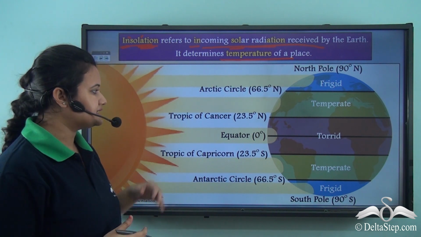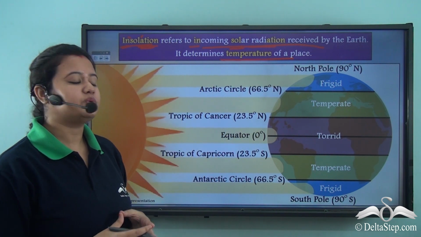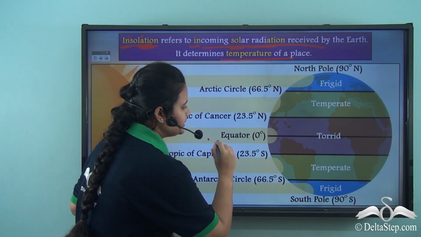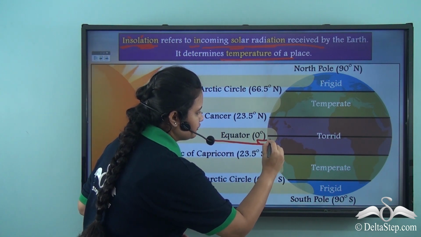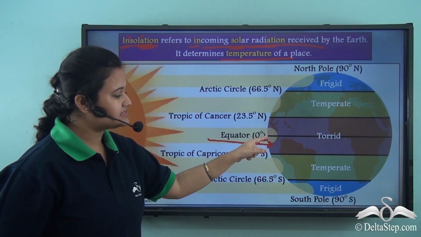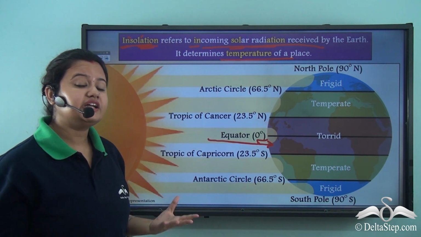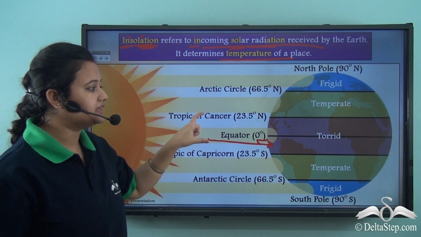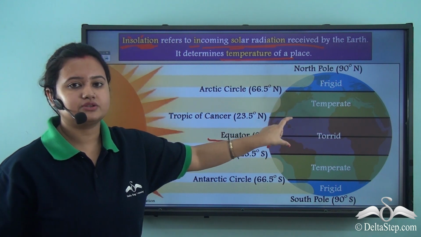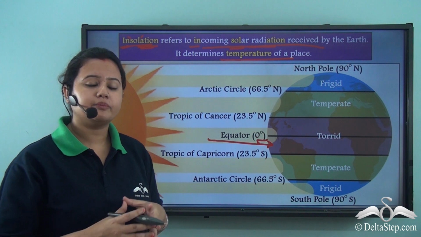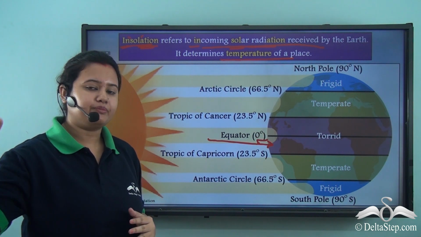This is to say that the equatorial region, as we can see here, receives perpendicular or direct rays of the sun, and also the sun's rays are concentrated over a small region. So the rate of insolation is quite high in the torrid zone or tropical zone, and therefore the torrid zone or tropical zone has higher temperature.